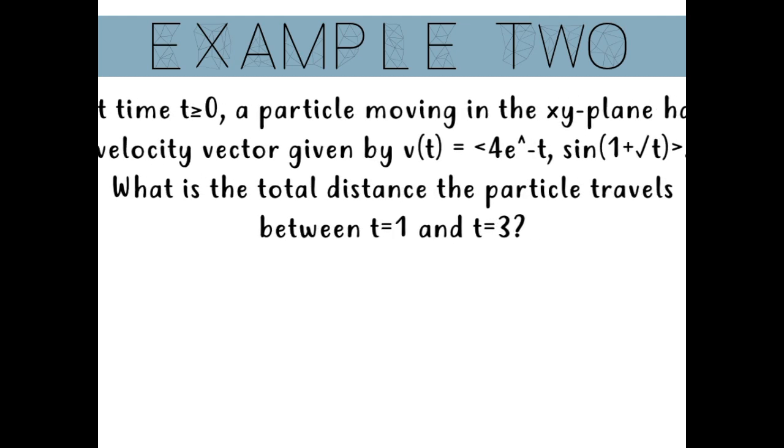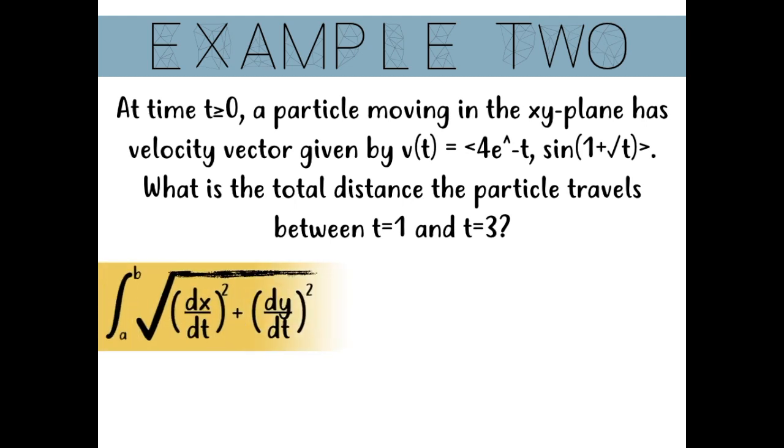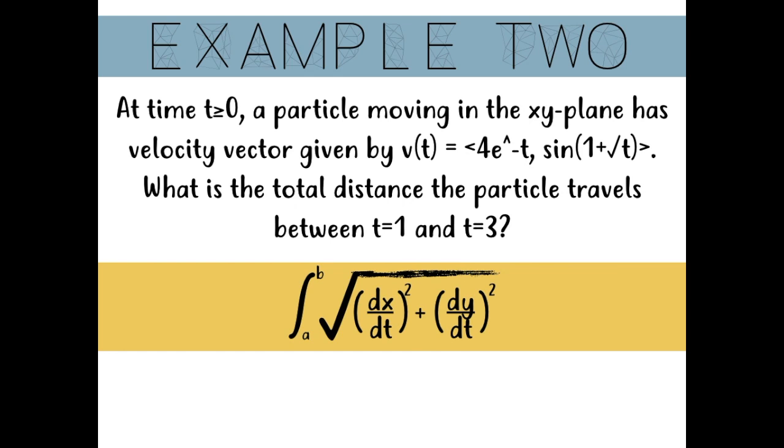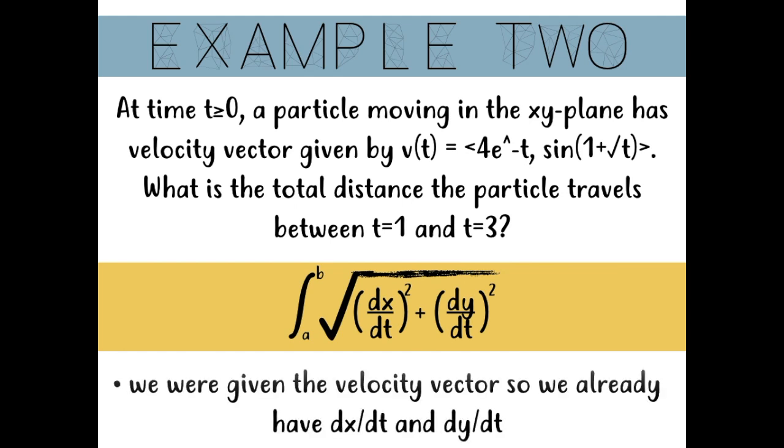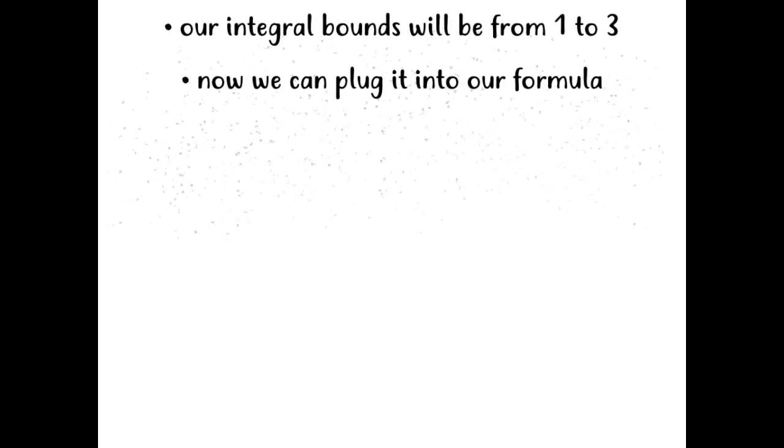At time t greater than or equal to 0, a particle moving in the xy plane has a velocity vector given by v of t equals ⟨4e^(-t), sin(1 + √t)⟩. What is the total distance the particle travels between t equals 1 and t equals 3? Remember, here is our formula for the total distance a particle travels. And remember, we were given the velocity vector, so we already have dx/dt and dy/dt. So our integral bounds will be from 1 to 3, and now we can plug it into our formula.